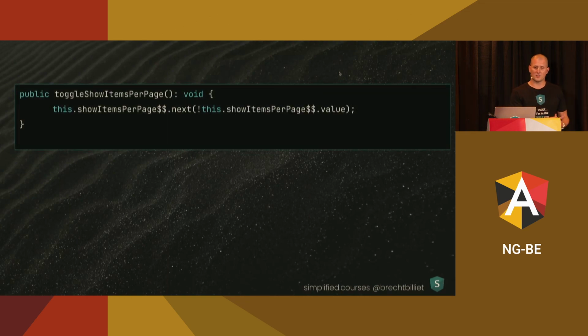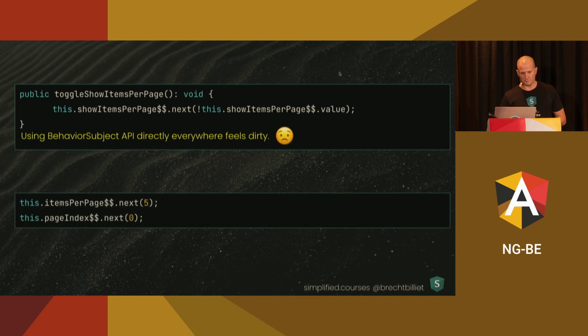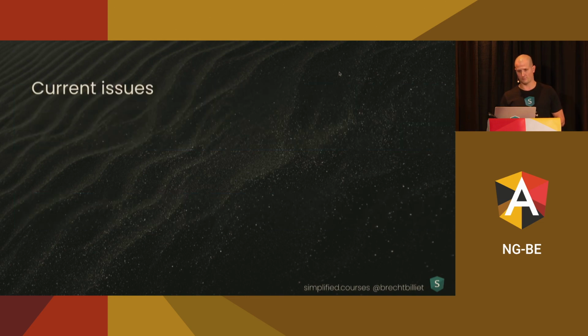This also feels kind of dirty, to use the behavior subject API directly. We use the next and the dot value directly, and it feels a little bit dirty, but that might be a personal opinion. But in this specific scenario, if we use this in a combineLatest, this will cause multiple emissions in the combineLatest, and you could use a debounceTime for that, but I'm pretty sure this will trigger a new cycle of change detection.